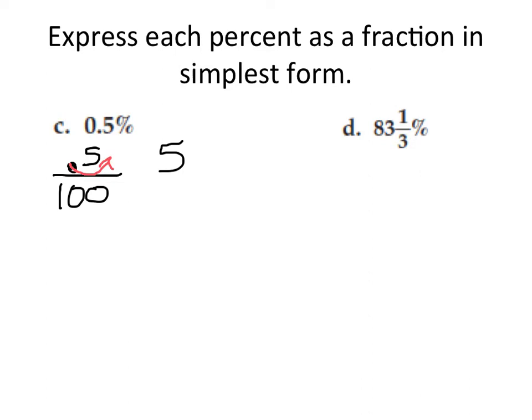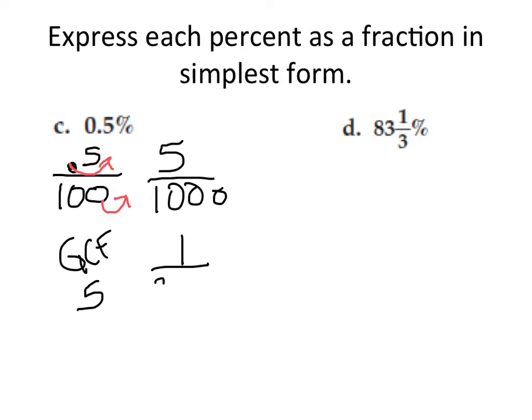But remember, treat it like an equation. Whatever we do on the top, we do on the bottom. So that makes it 5 over 1,000. The GCF for this fraction is 5. So 5 divided by 5 gives me 1, and 1,000 divided by 5 is 200. There's our answer. Alright, so that's how you deal with percents that are in decimal form, making sure that the numerator is a whole number, and you move the decimal place as many times as possible to make it a whole number, and whatever you do in the numerator you do to the denominator.